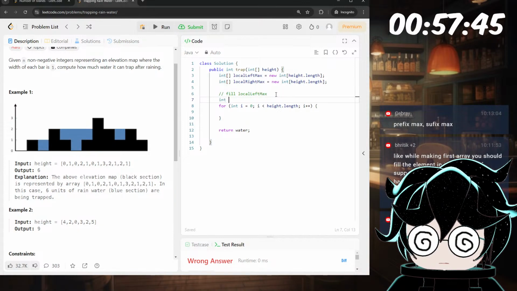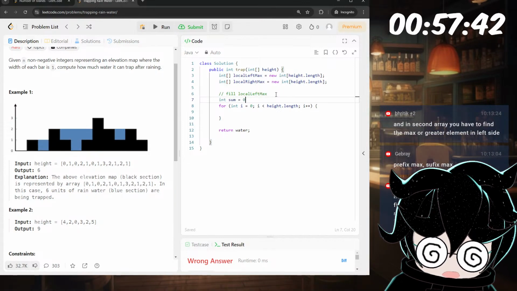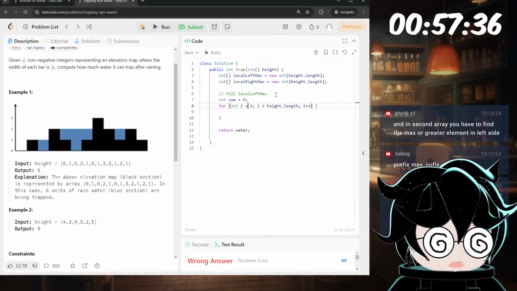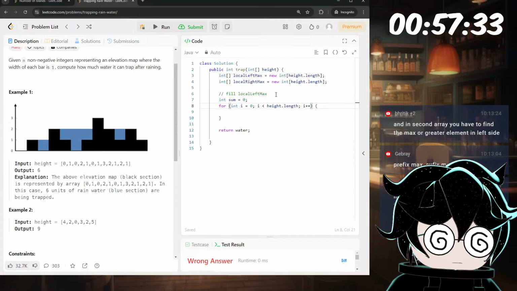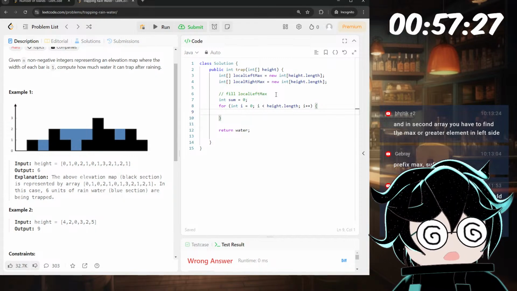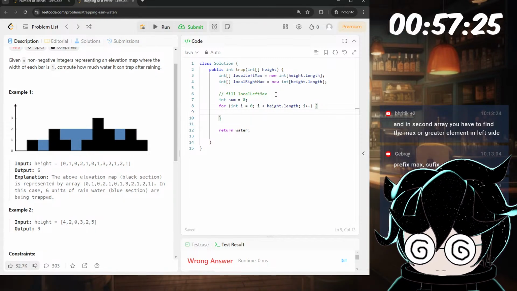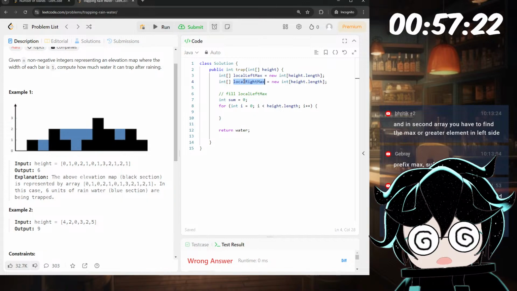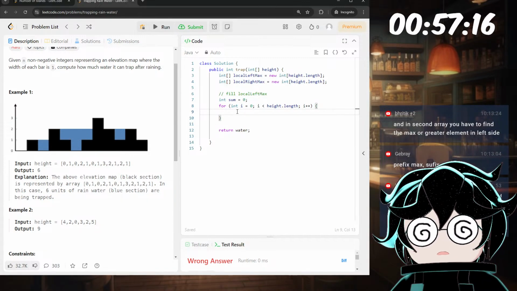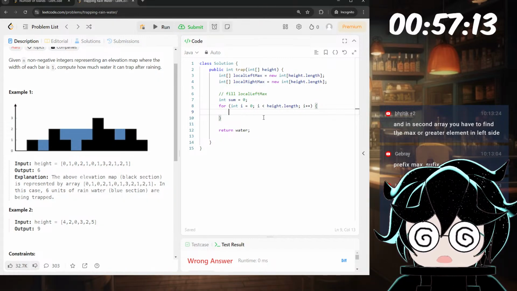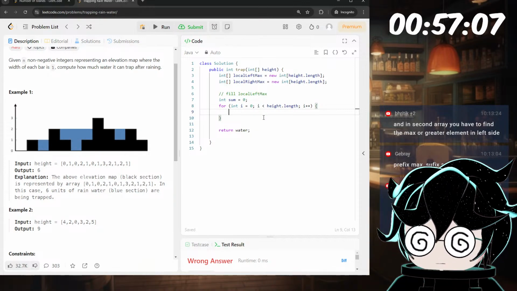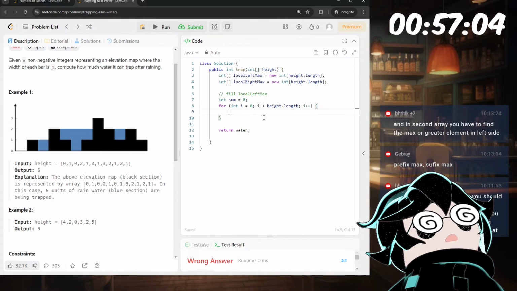And sum is equal to 0. And in the second array, you have to find the max for a greater element in the left side. Well, in my case, the second array is right max, so I start from the right to the left. Okay, I think I understand what you're saying though. So local left max from the left is... Wait.